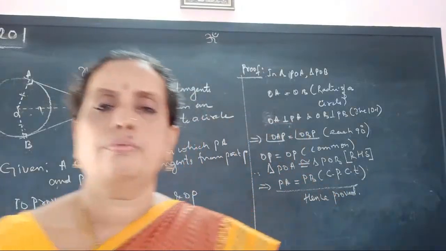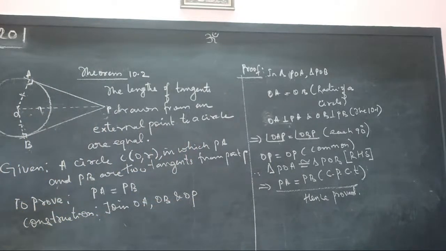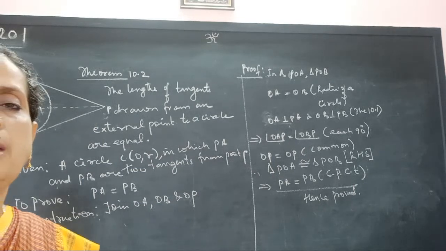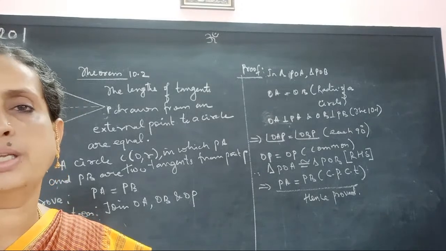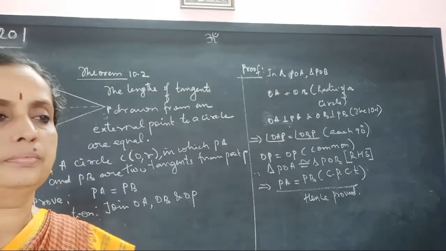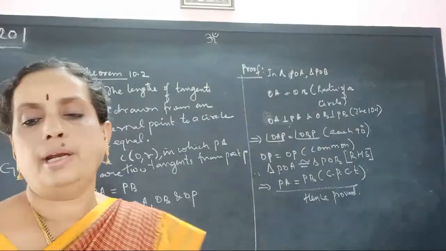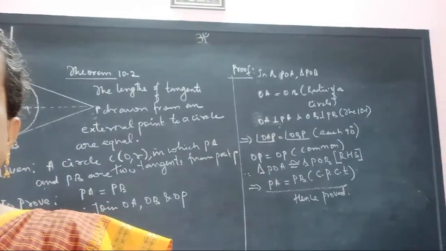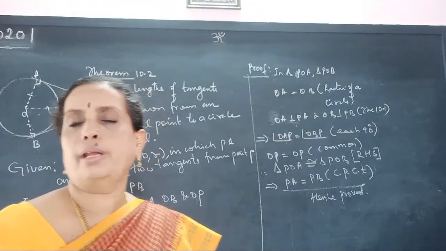Hence proved. Not with SAS. Side angle side is not possible, there is no included angle. It should be right angle hypotenuse side, RHS congruency. Okay? Right angle, hypotenuse, side: two triangles are congruent. This is most repeated, and many times it is given in the board examination.